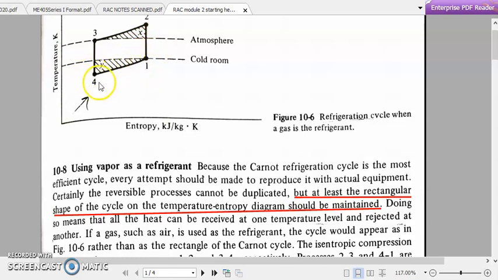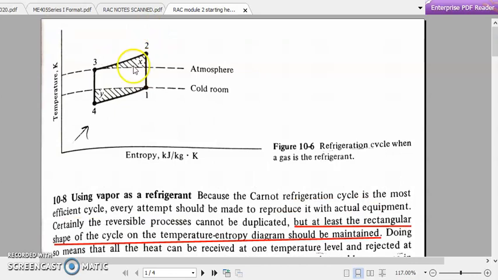So when we are admitting our atmospheric air into that freezer compartment, the atmospheric air temperature should be lower than the cold room temperature. Then only can it absorb heat from that cold room and finally attain the temperature of the cold room. So that is why this additional area Y is coming over here. Then what about this additional area X over here? The same atmospheric air after the compression process, that is 1 to 2, is going to reject the heat to the surroundings, and the surroundings is nothing but the atmosphere.